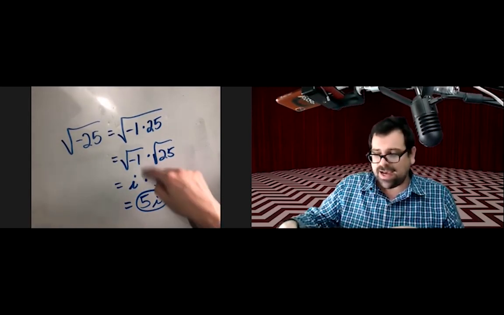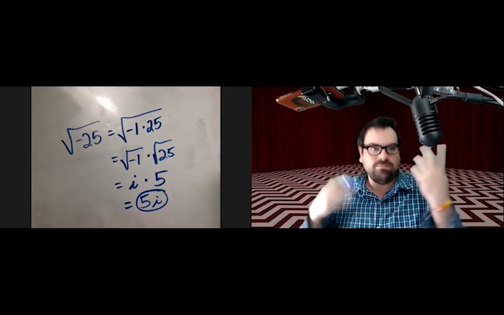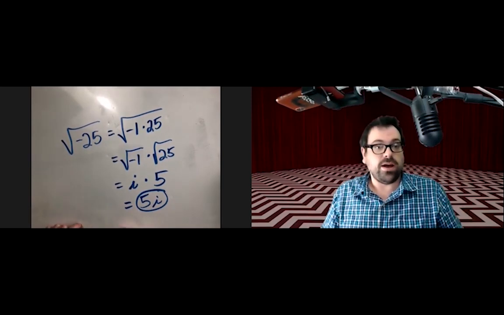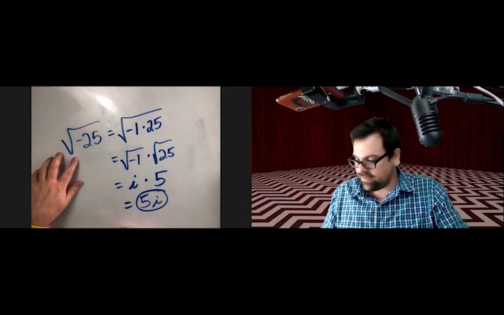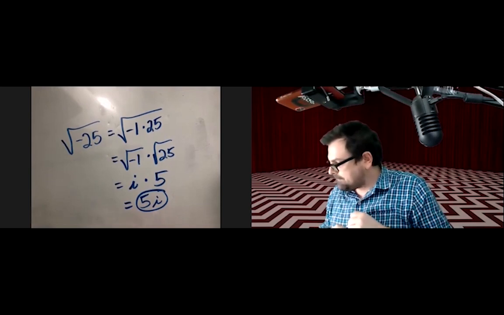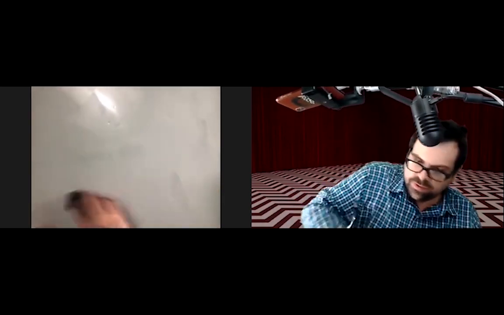So the square root of negative 25 is 5i. Why? Because i is the square root of negative 1. Who said? They said. Who's they? Doesn't matter, not important. But we know that the square root of negative 25 would be 5i.